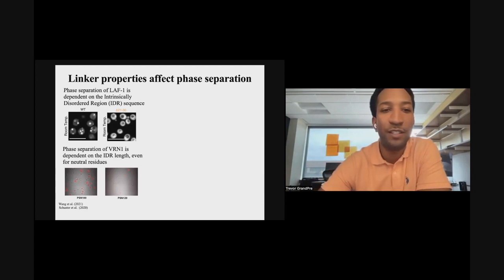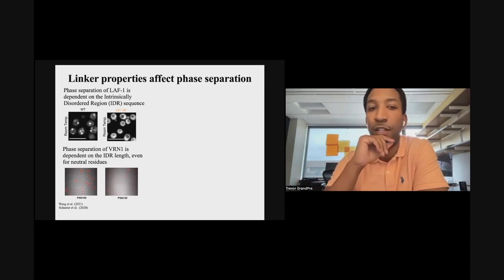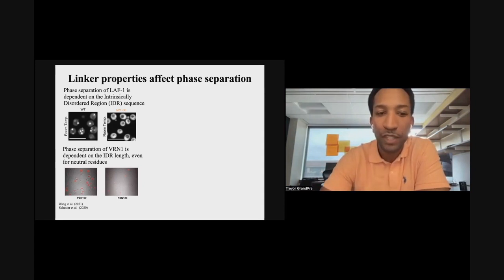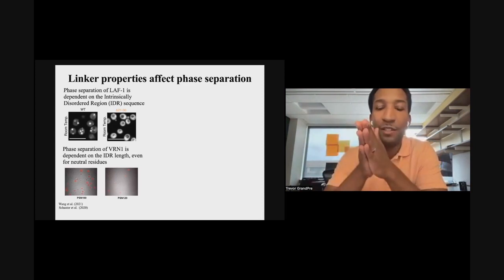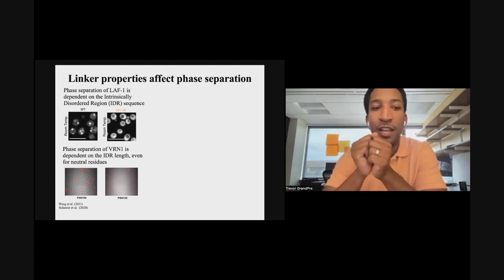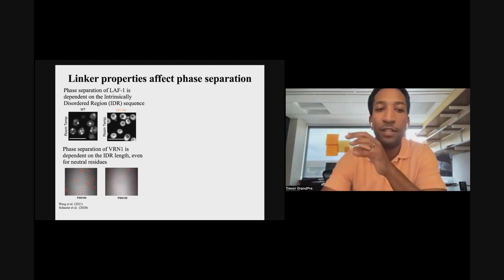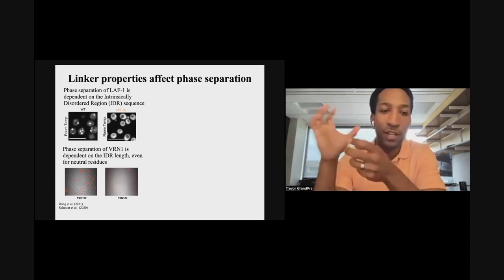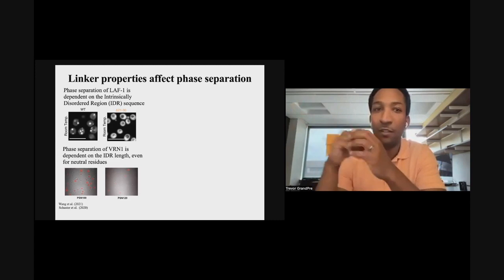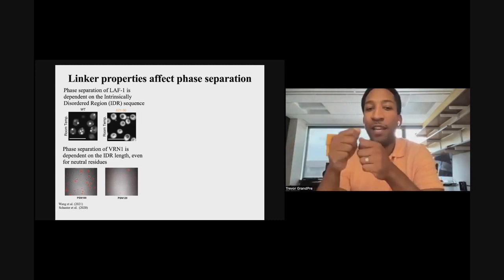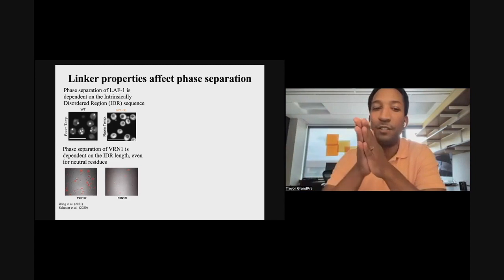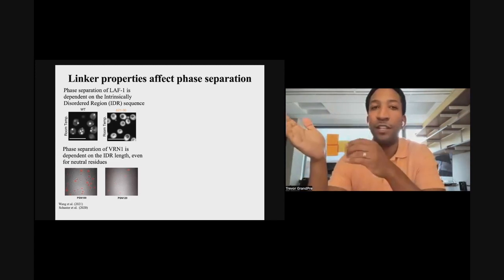Another important point is here in VRN1, a protein that is important for repression of flowering in Arabidopsis. In this system, they artificially change the number of proline serine repeats within the linker region of VRN1. For 100 proline serine repeats, you see these red droplets, which is the phase separation. But if you make it longer, at 120 repeats, the phase separation goes away.